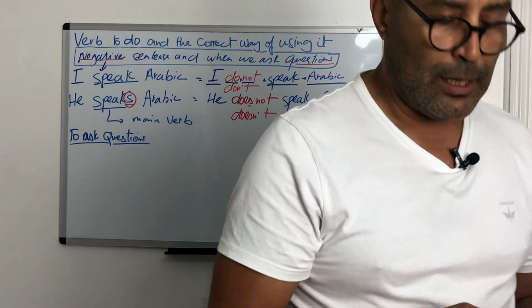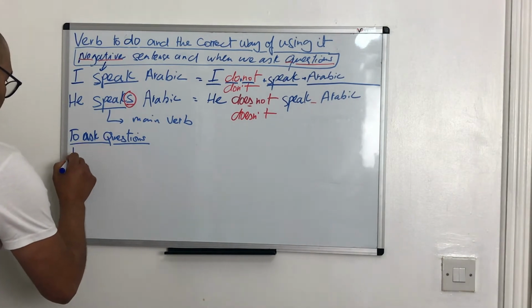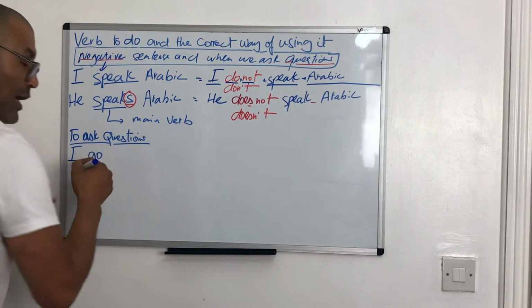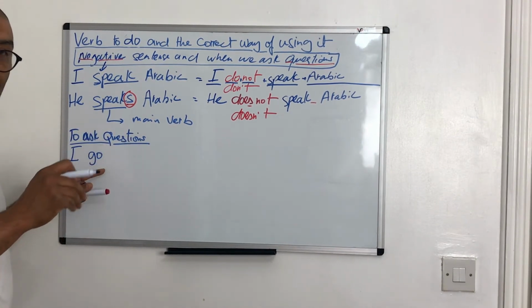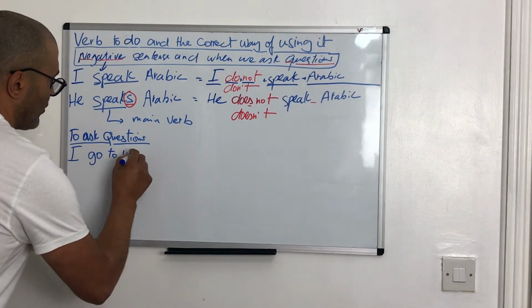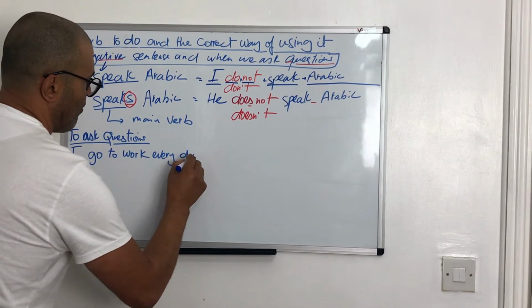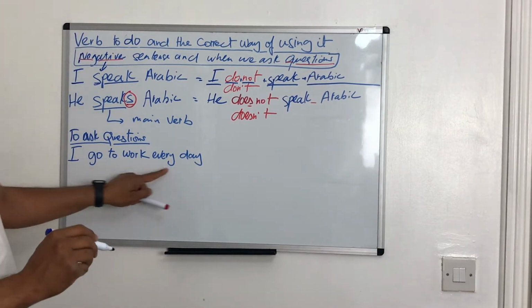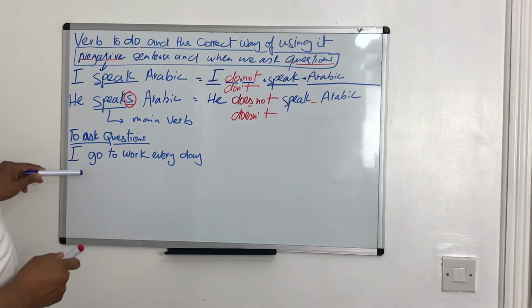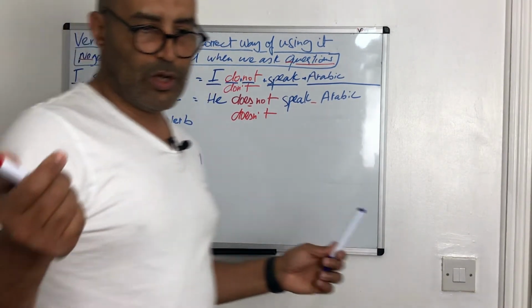I'll give you an example. The subject, the noun, I. Go is an action. I go to work every day. This is a positive. I go to work every day.